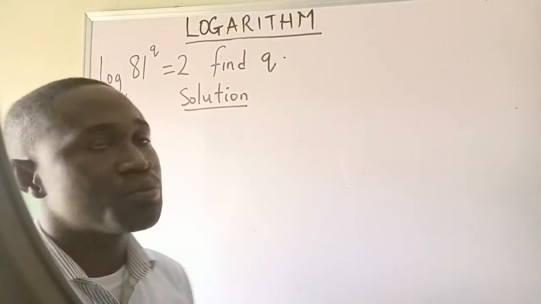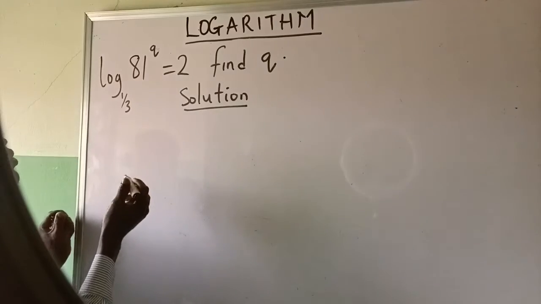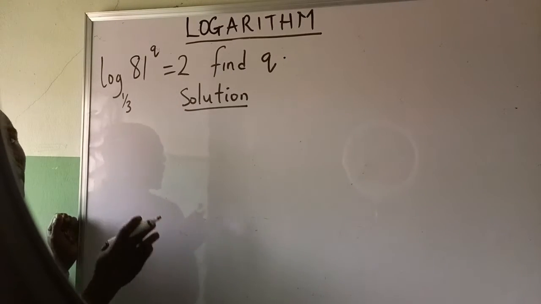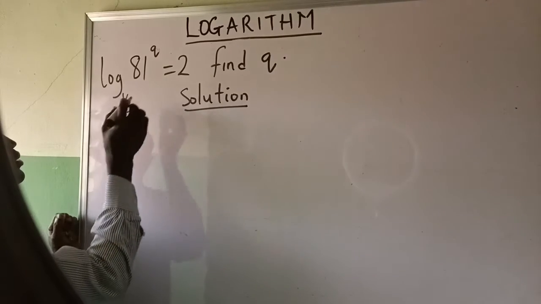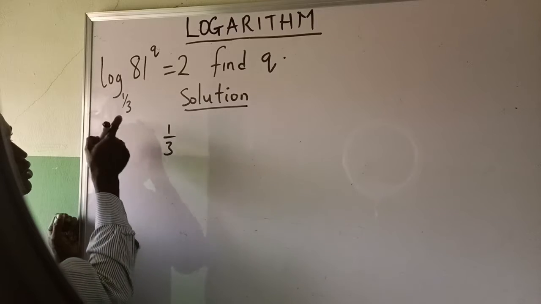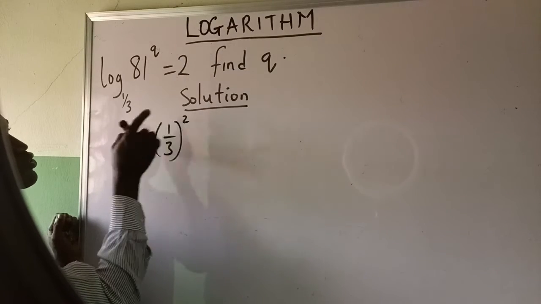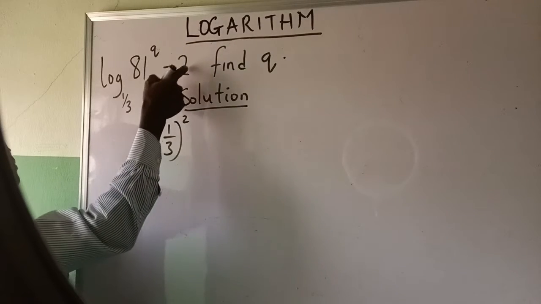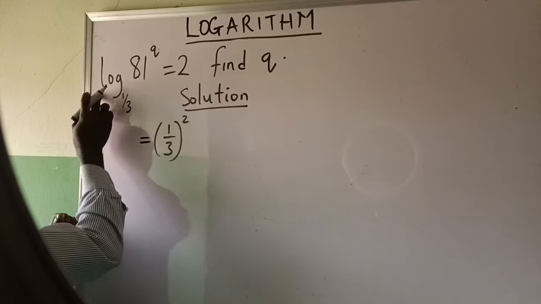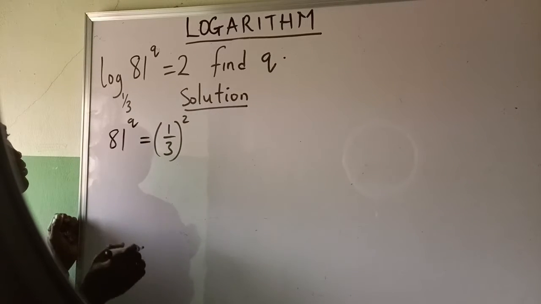Let's see how to solve this problem on logarithm. To solve this, when you have a question this way, you can convert it back to indices by writing this 1 over 3, which is the base, raised to the power of 2. Use it to resolve this 2 to be giving you this. That means I have removed log a to 1 raised to the power of q.